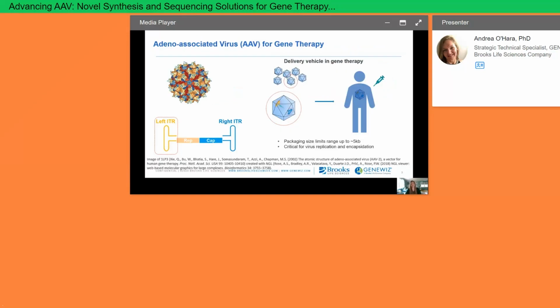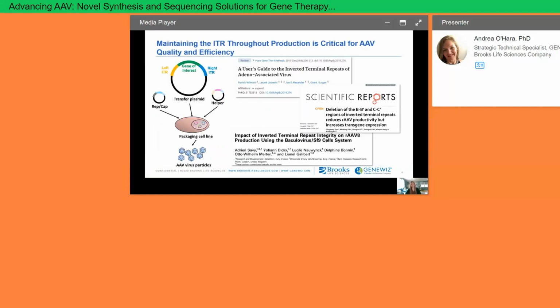Adeno-associated virus, or AAV, is an ideal delivery vehicle for gene therapy. The AAV genome consists of a left and right ITR, as well as the rep and cap proteins. However, this molecule can be utilized to insert our own targeted recombinant gene or genes of interest. The packaging size is limited to approximately 5 kb, but one thing to keep in mind is that these left and right ITRs are critical for virus replication and encapsulation. In fact, maintaining the ITR throughout production is critical for the entire process for AAV quality and efficiency.